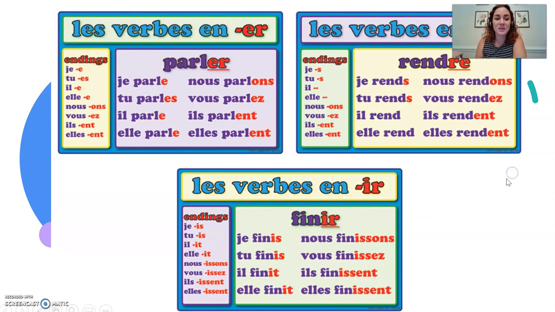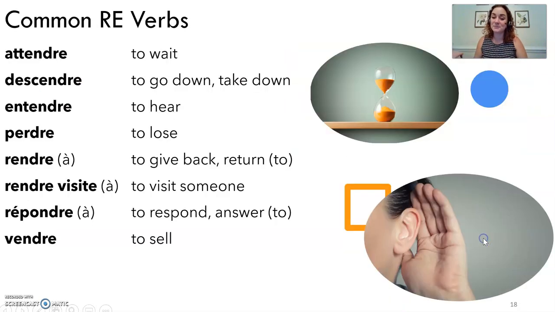conjugated. When I say regular, what I mean is that there are patterns of endings on each kind of verb. RE verbs, you can see the pattern right here. And once you learn that pattern, anytime you get a verb that ends in RE, you are able to conjugate it. Please forgive my cat.